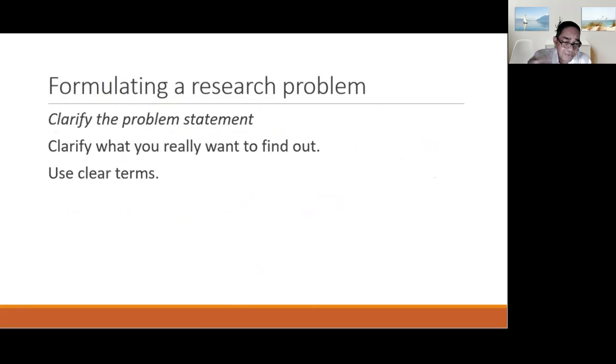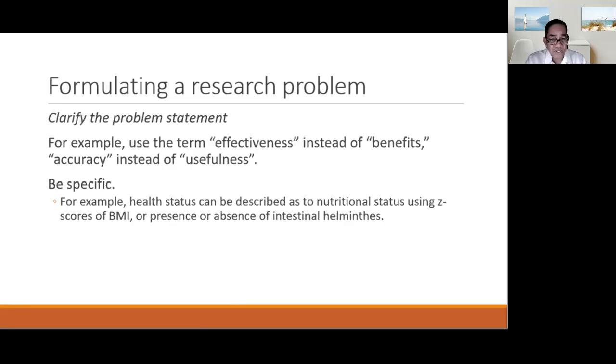Then you clarify the problem statement. Clarify what you really want to find out, and use clear terms. For example, use the term effectiveness instead of benefits, accuracy instead of usefulness. Health status can be described as nutritional status using the Z-scores of BMI or the presence or absence of intestinal parasites. You need to really be specific. Rather than talk of health status, talk of nutritional status.